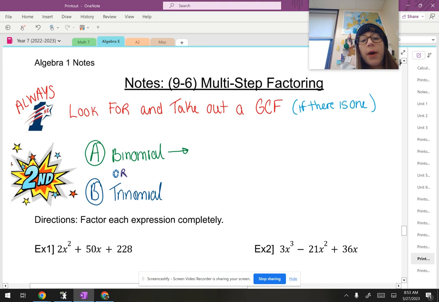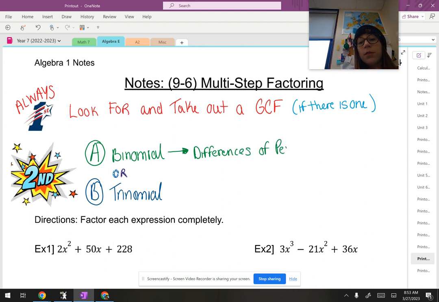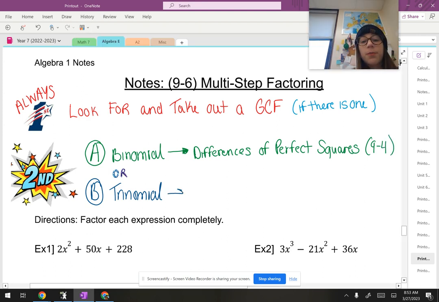If you are working with a binomial, you're going to want to check to see if it's one of those differences of perfect squares. And that's back from what we did in lesson 9-4. So you can go back there if you need further review.